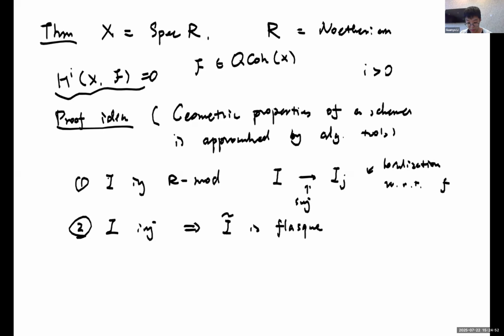What does this mean? It means that this is an injective sheaf. Now, if I is an injective resolution in the category of R modules, then we take all the sheaves associated with it, and we know that this is a resolution in the category of OX modules.